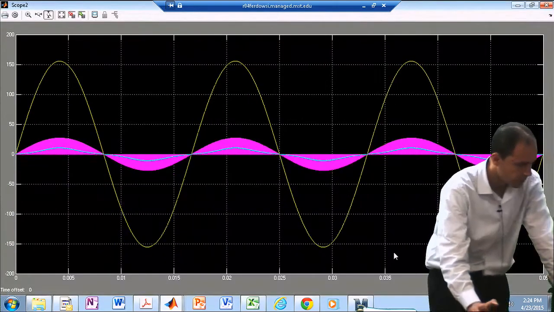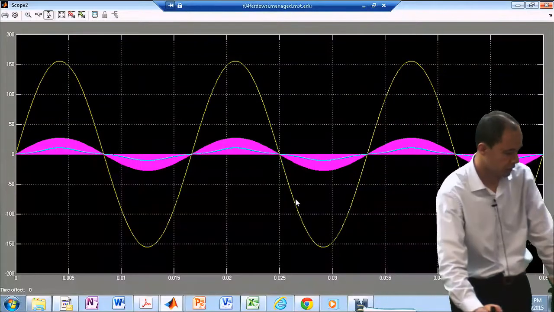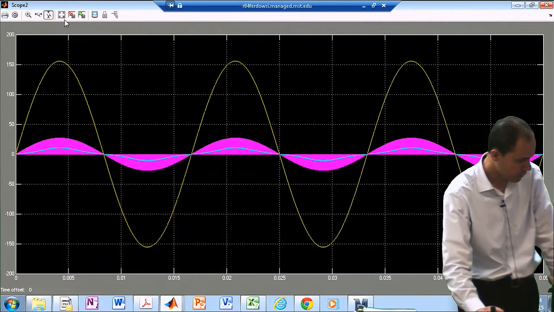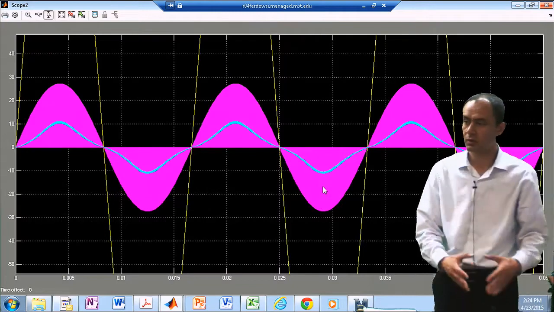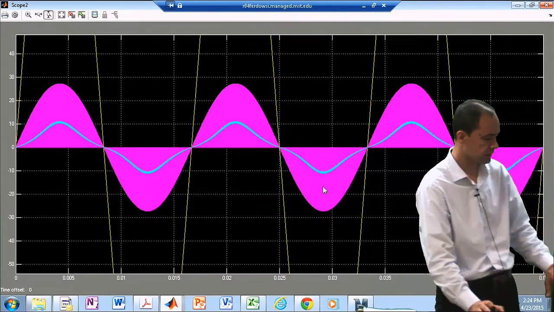So this one is comparing the waveform of our input voltage, which is the yellow one, 110 volts times the square root of 2, is this peak, about 155. The red one is the actual input current. Again, if I zoom in, I'm going to see that it's kind of a discontinuous thing.